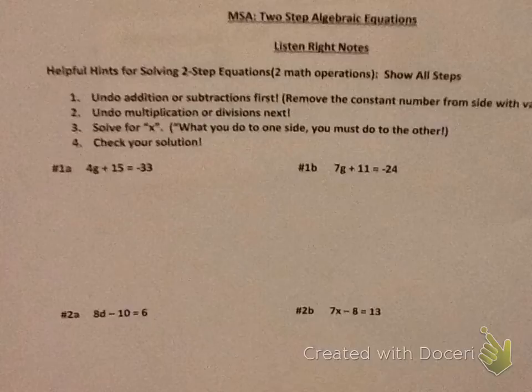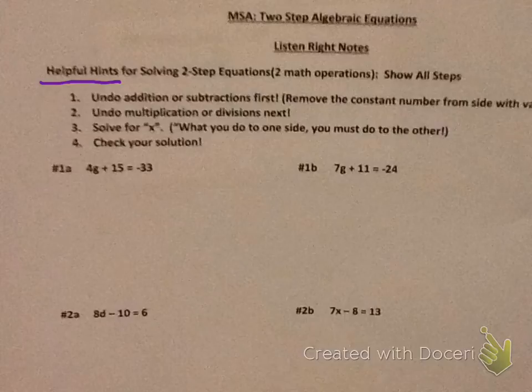You can see right up here with the helpful hints, as I underline that just to bring that to your attention. Number one, we always want to undo addition or subtraction first, okay? And what this amounts to is removing the constant number from the side with the variable. And I'll point that out to you as we go through the examples. Number two, helpful hint, we want to undo either the multiplication or the division next. Now you'll have a combination of either addition and multiplication, subtraction and multiplication, or addition with division, or subtraction with division as we go through the examples.